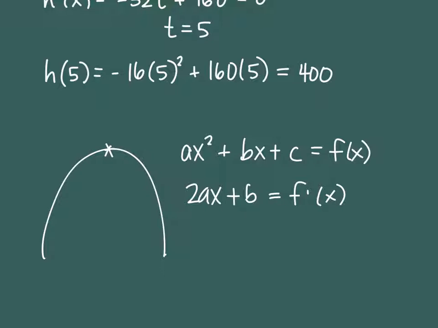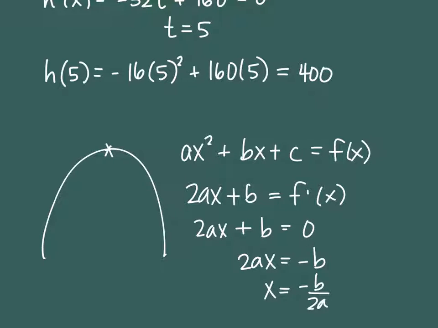And if I want to know when that's equal to 0, which is when it's hovering with zero derivative at the top, I set this equal to 0. And I solve. 2ax equals negative b. So x is negative b over 2a. That's where that comes from. Okay? Every parabola has its vertex at negative b over 2a. And that can be proved using calculus and using derivatives.